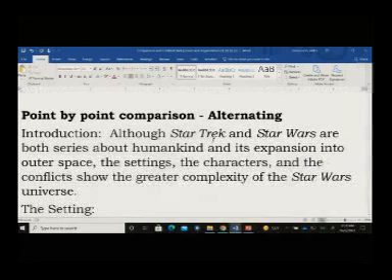Now alternating, I came up with a different thesis statement. If you want to write Star Wars versus Star Trek, please feel free to. It's not a problem. I've given you two organizational methods and two different theses so you can use. Although Star Trek and Star Wars are both series about humankind and its expansion into outer space, the settings, the characters, and the conflict show the greater complexity of the Star Wars universe. Now, I'm just going to tell you that that is written with the original Star Trek TV show as the focus, okay? Because Star Trek has now become more sophisticated with Abrams getting involved in it. And they've actually rewritten history, so, okay?